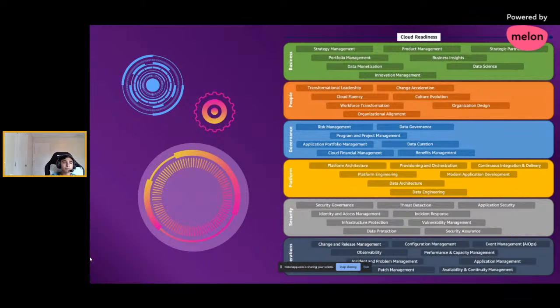Alright, so this is a diagram that shows cloud readiness, and the six capabilities which we talked about are seen on the left of the diagram, which are again business, people, governance, platform, security, and operations. Next to business is strategy management, portfolio management, data monetization, innovation management, product management, business insights, and data science, along with strategic partnership.